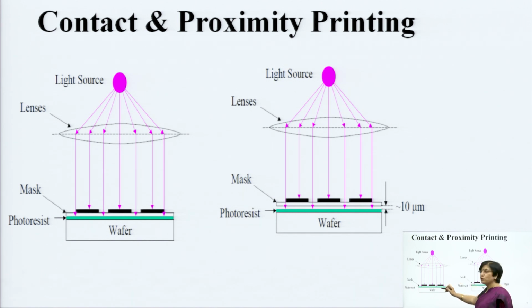So, when you expose this, here you have a small distance. Naturally, any angular motion or any shadow effect can hamper the resolution, and that is why proximity printing has lesser resolution as compared to contact printing.